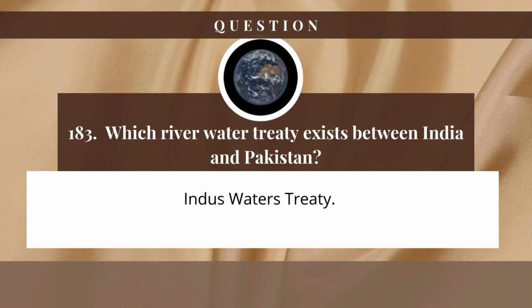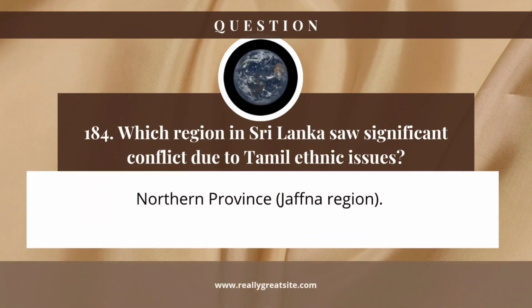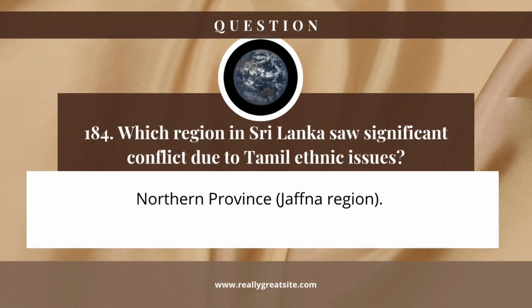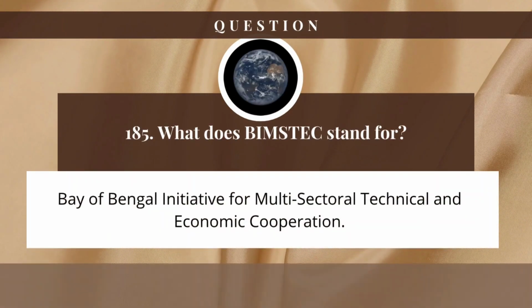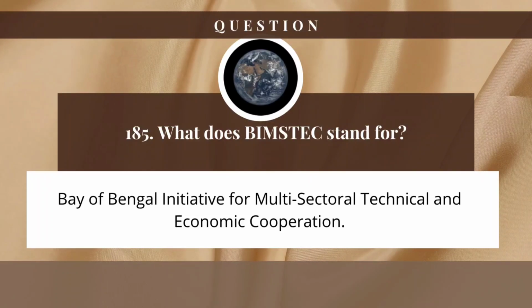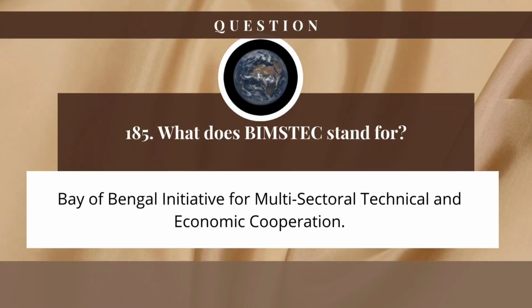183. Which river water treaty exists between India and Pakistan? Answer: Indus Waters Treaty. 184. Which region in Sri Lanka saw significant conflict due to Tamil ethnic issues? Answer: Northern Province, Jaffna region. 185. What does BIMSTEC stand for? Answer: Bay of Bengal Initiative for Multi-Sectoral Technical and Economic Cooperation.